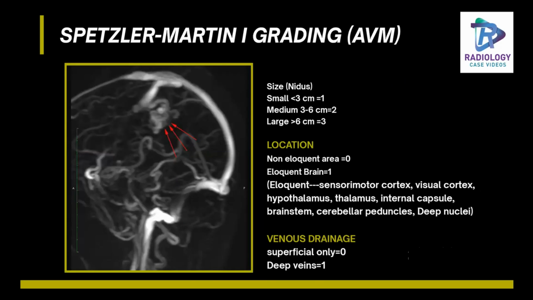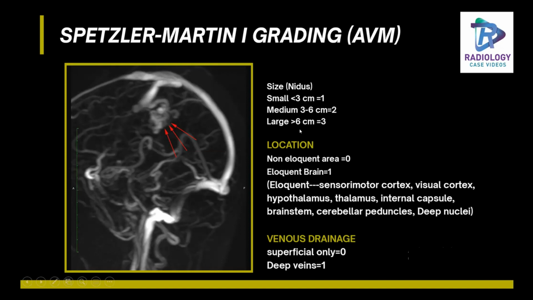The Spetzler-Martin arteriovenous malformation grading system allocates points for various angiographic features of intracranial arteriovenous malformations to give a score that predicts the morbidity, mortality, and risk of surgery. So the grade is equal to the sum of points in 3 categories for a minimum of grade 1 and maximum of 5. And there's a special designation of grade 6. So the 3 categories are size, eloquence, and venous drainage.